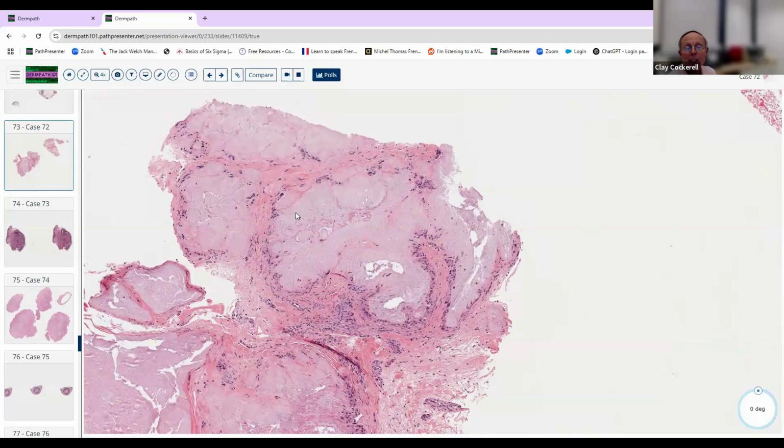Pseudogout, calcium oxalate, that never occurs in the skin, basically. They're not going to ask you that. Certainly none of the other deposits that are listed on that list.